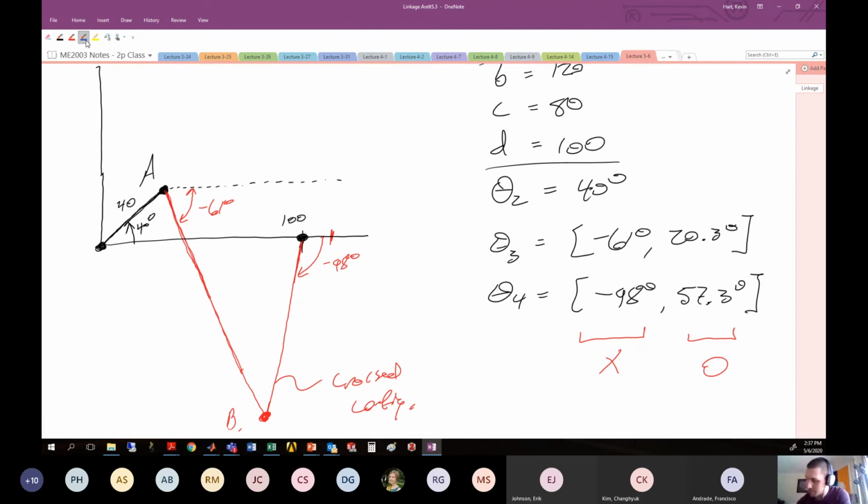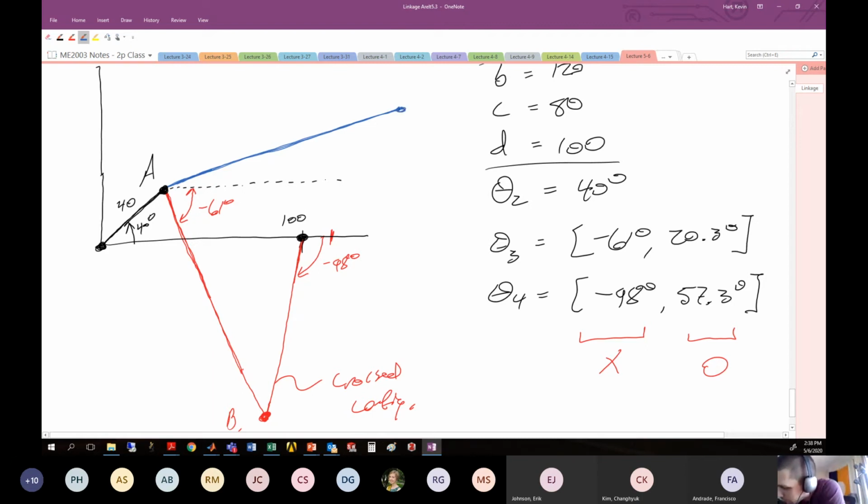Now let's look at our open configuration, which I'll do in blue. The open configuration uses the same lengths, it just has different angles. Here theta 3 is 20.3 degrees and theta 4 is 57.3 degrees. Again, we have our same horizontal. Looking at the 20.3 degrees, it might be coming off here at an angle that looks something like this, about a 20-degree angle. And again, this link is relatively long, about 120 millimeters, so I really need to extend it out here. Pretty far out there, just like my personality.